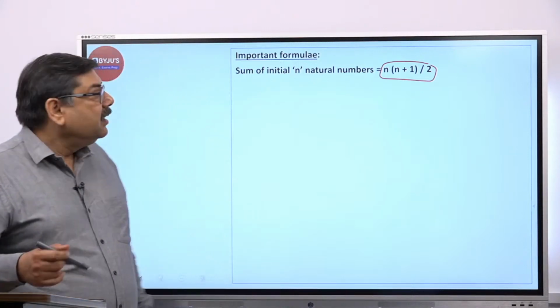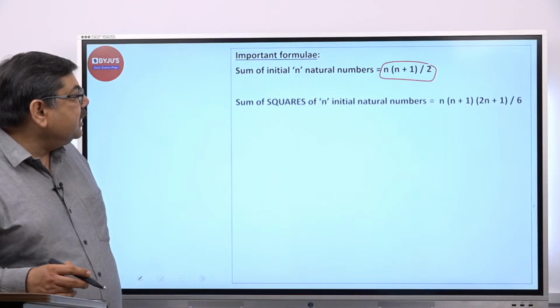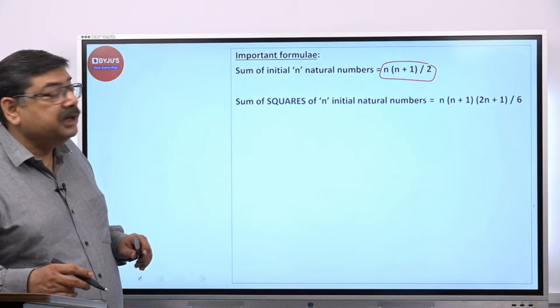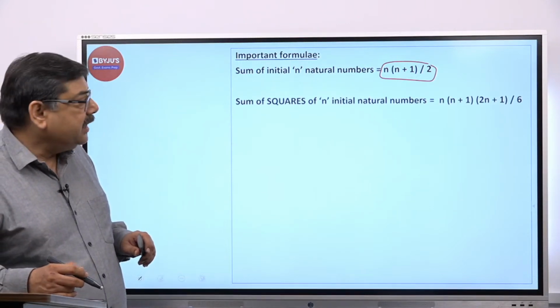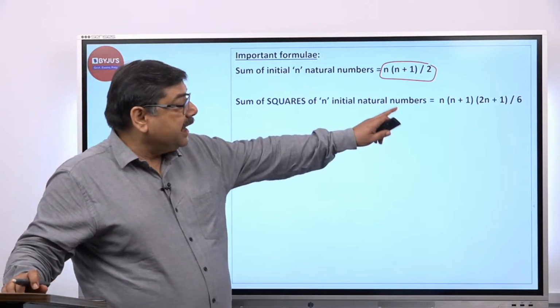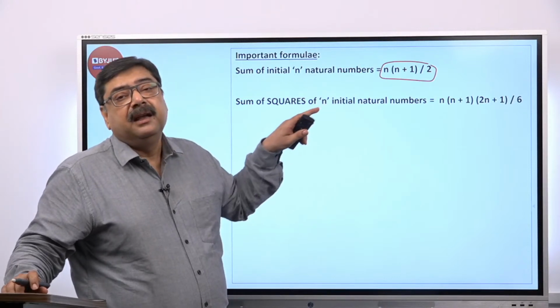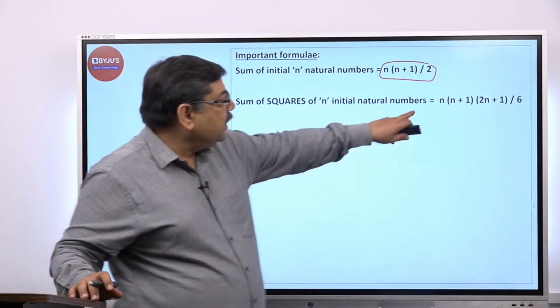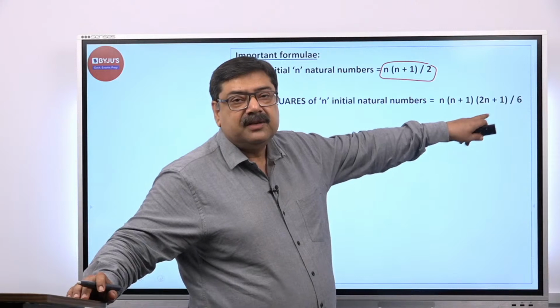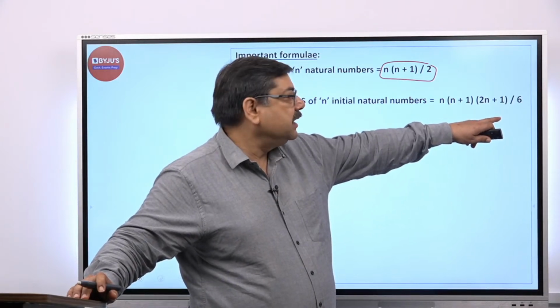Clear? So the next one is sum of squares of n initial natural numbers. Right. Now again, this is nothing but n into n plus 1 into 2n plus 1 whole divided by 6. See, n into n plus 1 you already have. Now there is only one extension, 2n plus 1, and then divided by 6.